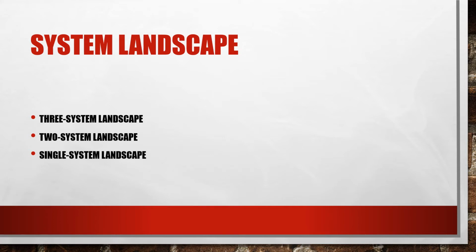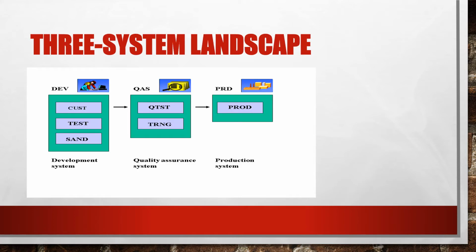The SAP system landscape is usually of three types: three system landscape, two system landscape, and single system landscape. However, under special circumstances, you can have a four system, five system, or a multi-tier architecture as per business requirements. So now let's start with the three system landscape.